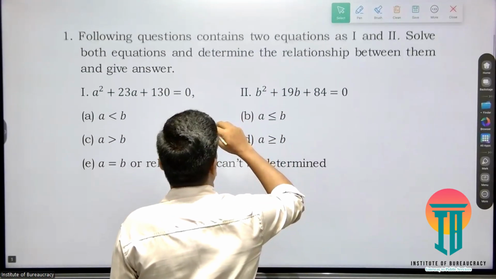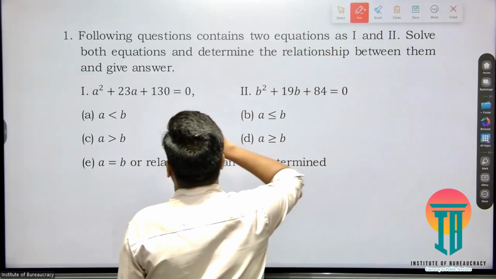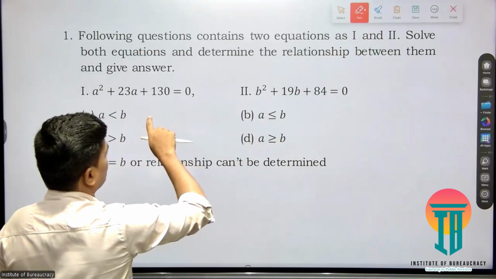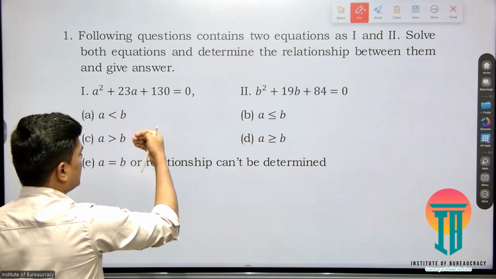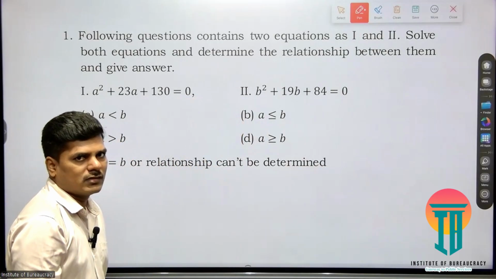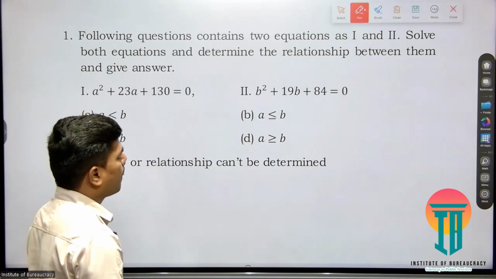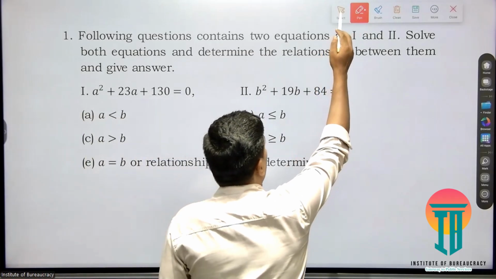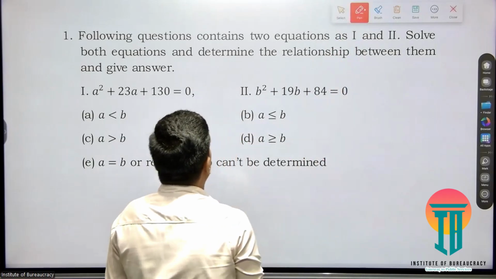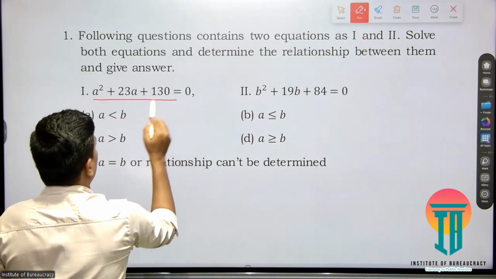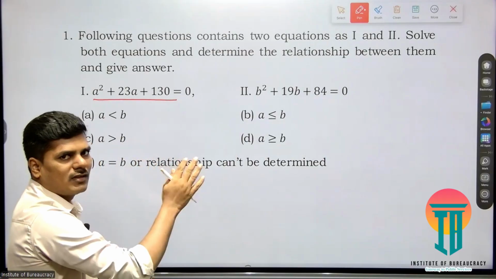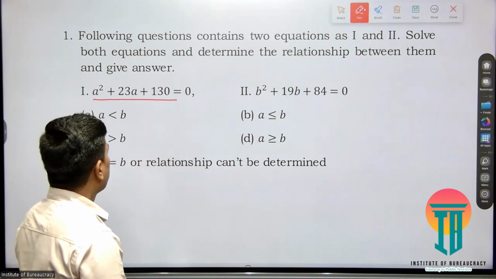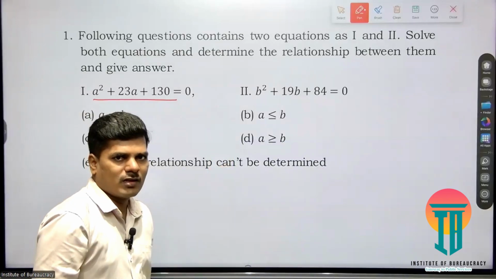Look at the question. You are given two equations, and based on the two equations, they give four options. You have to choose the correct option. For the first equation, what is the root? They are comparing the roots only. If you look at the options, they are comparing the roots only. This kind of question they regularly ask.